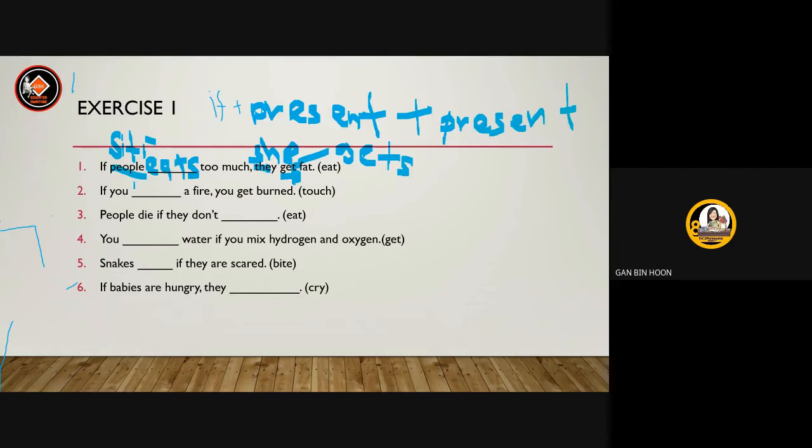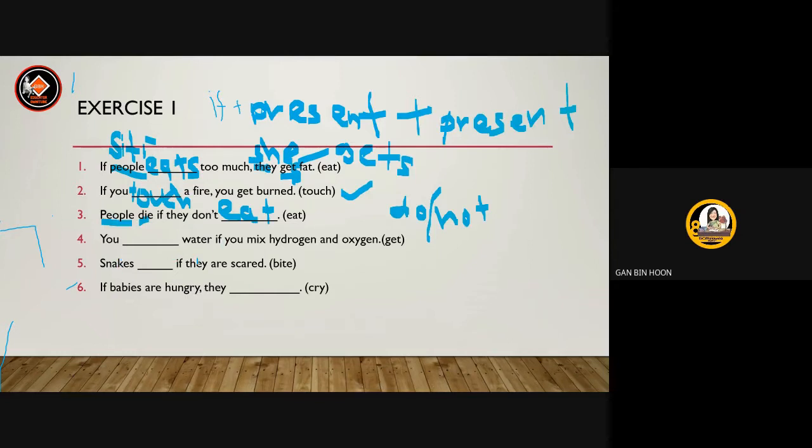If you touch. Okay, touch. If you touch a fire, you get burned. So it's the same spelling. Okay, number 3. People die. So it's already given. People die if they do not. Contraction will be don't. So do not is 2 words, do and not. So people die if they do not eat, right? Because people is plural.